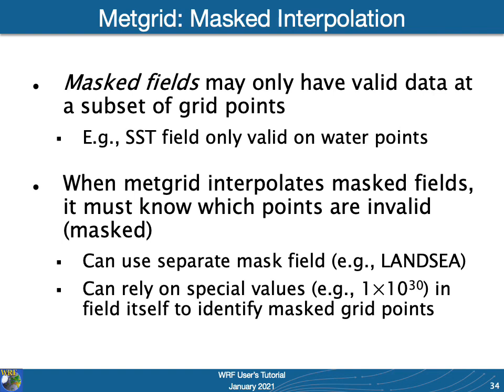The first possibility is that a GRIB dataset comes with a separate field that identifies land points and water points. This is typically called a land-sea field, and it's usually a 0-1 value field with 0 over water points and 1 over land points. The second possibility is that every field uses a special missing value to identify invalid points in that field.